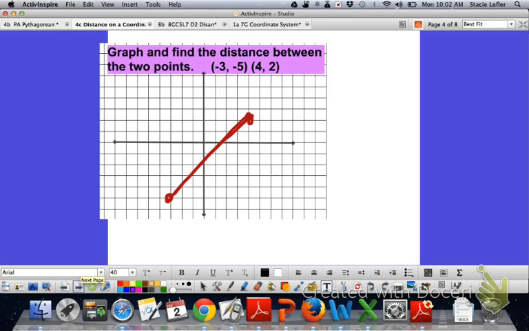I would like to point out that we could have made our triangle go over here this way, and we still would have the same result. Counting, we still get our legs to be 7 and 7.